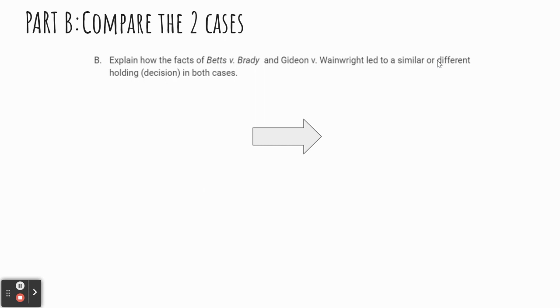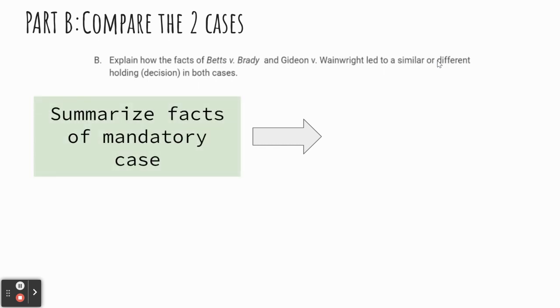Part B is really comparing the two cases. So again, Part B reads, explain how the facts of Betts v. Brady and Gideon v. Wainwright led to similar or different holdings in both cases. So translate it, it's basically saying were the outcomes of the cases similar or different. So start by summarizing the facts of the mandatory case. There's no reason at this point to regurgitate and just repeat what was already written for you there about Betts v. Brady for the time being.